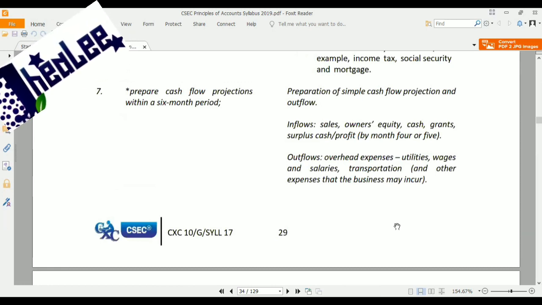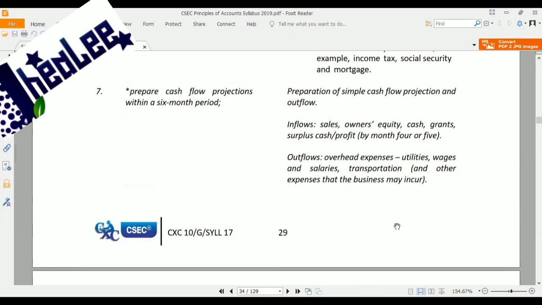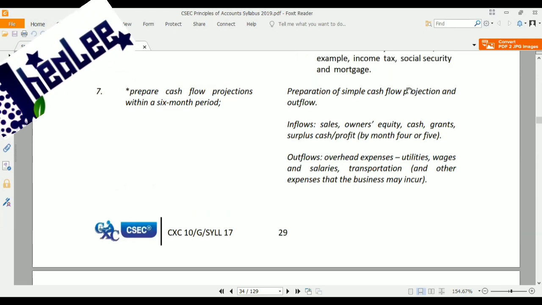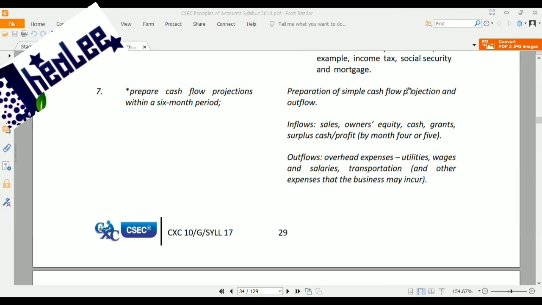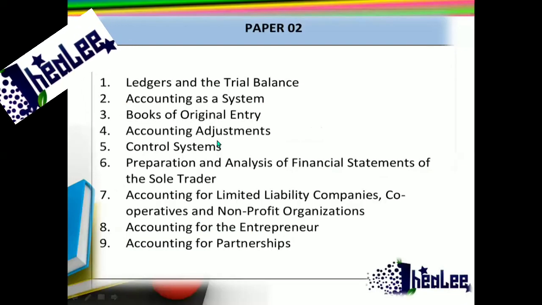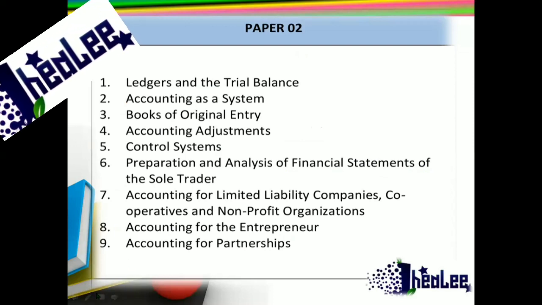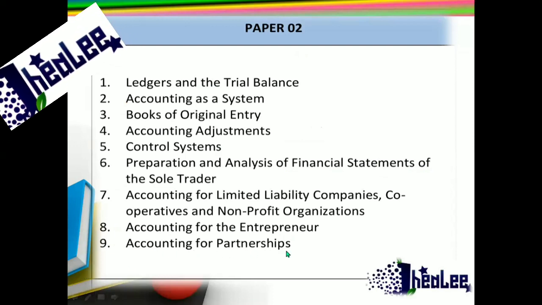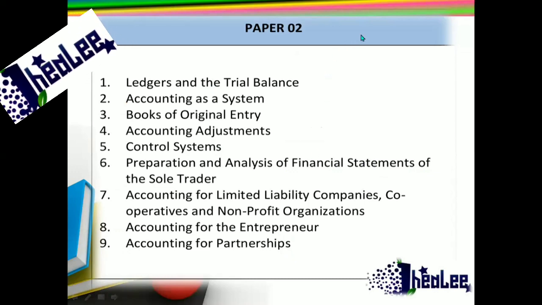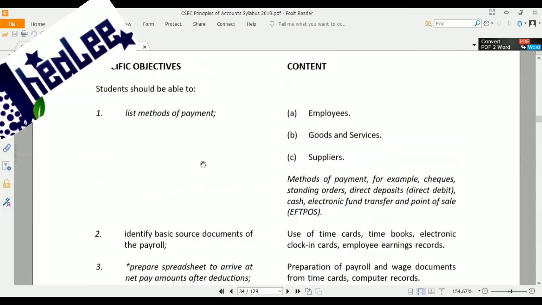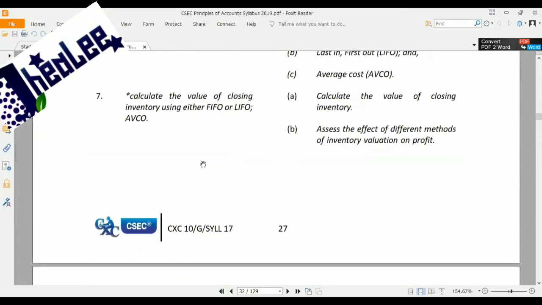For the cash flow and the budget, remember, you can see the January 2021 paper for an example question. And for the budget, you can go to the specimen to get an example of how to prepare a sales budget, because there's a question there along with the response. And we're now at number 9, accounting for partnerships. We're going to take a look at that.